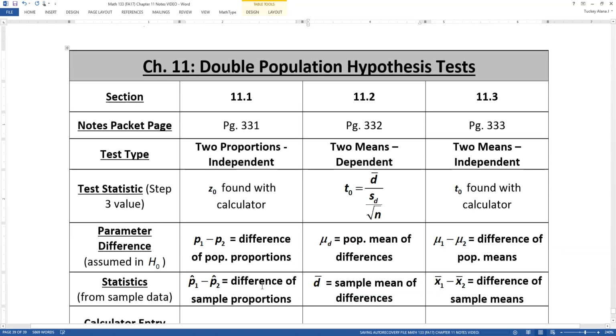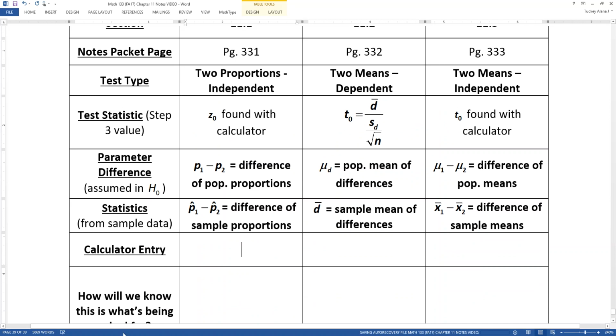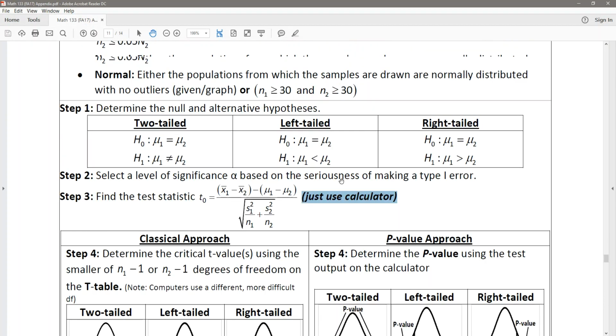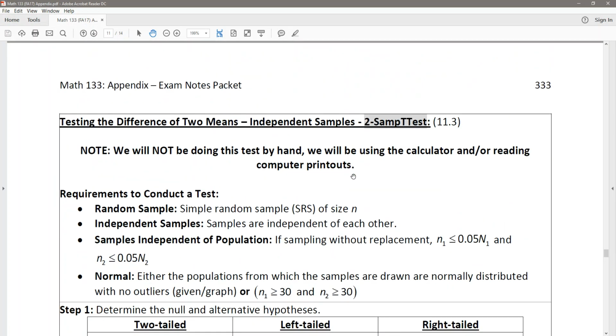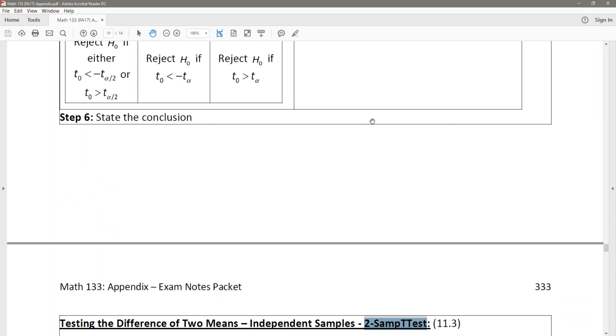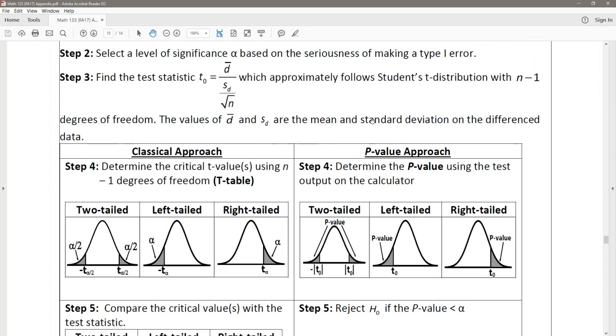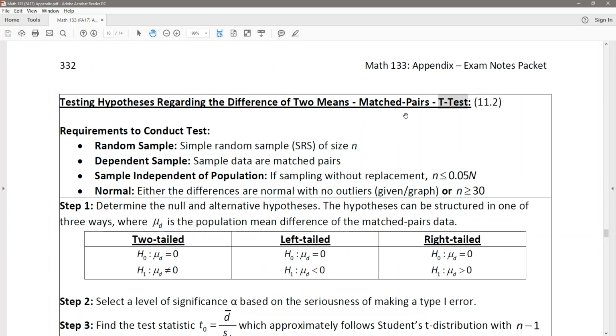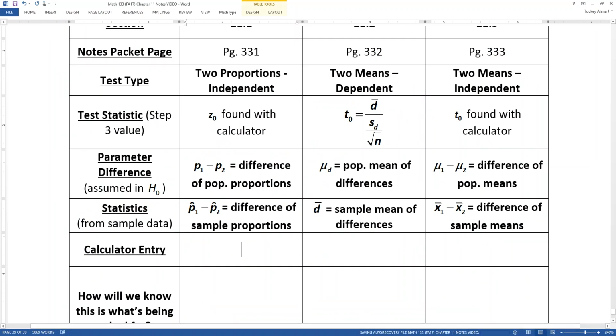All right, now the calculator entry for each of these is clearly labeled on the paper. So if you look at your appendix or your exam notes packet, you can see that I've highlighted the calculator entry in this kind of gray box on each of these sections. So it's a 2-SAMP t-test for 11.3, just a regular t-test for 11.2 because 11.2 actually works like chapter 10, and then a 2-prop z-test for 11.1.